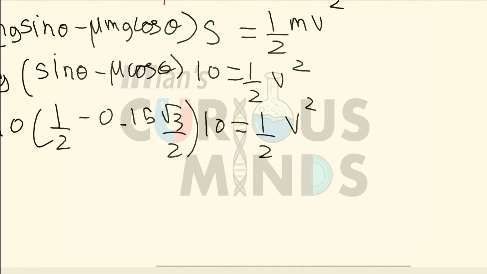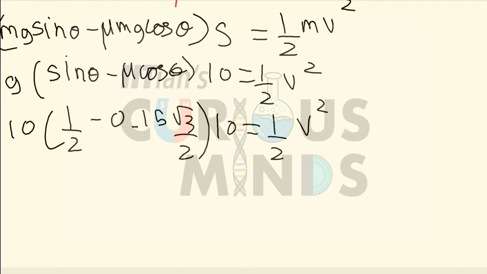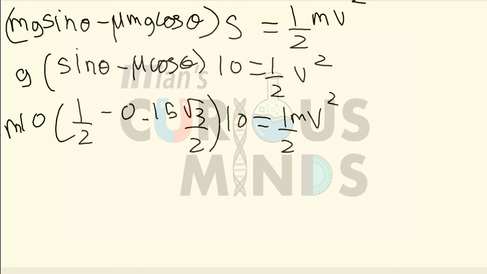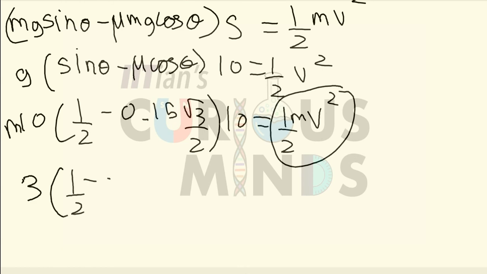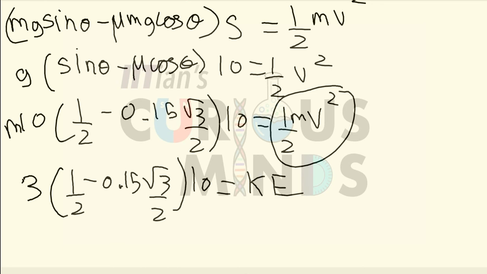When I calculate the value, we have to find out the kinetic energy, so basically we have to multiply by m on both sides. Here m is equal to 0.3, so it will be 3 into half minus 0.15 root 3 divided by 2, into 10, which will be equal to the kinetic energy. So the final kinetic energy, if you calculate the value, will come out to be 10.9 joules.